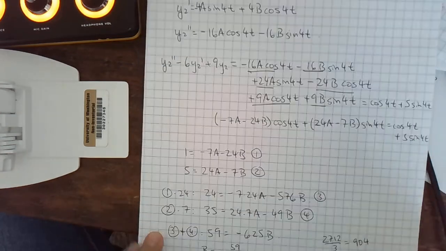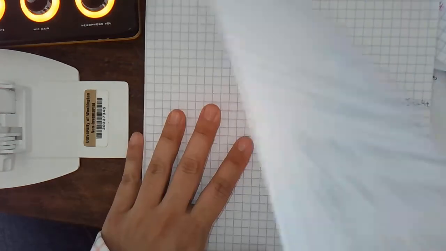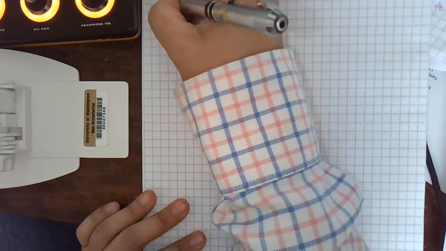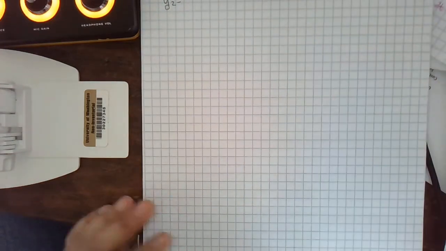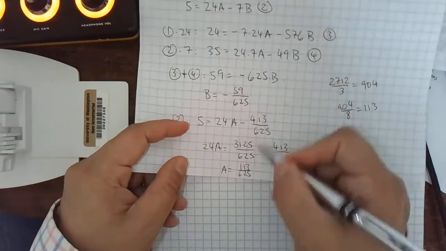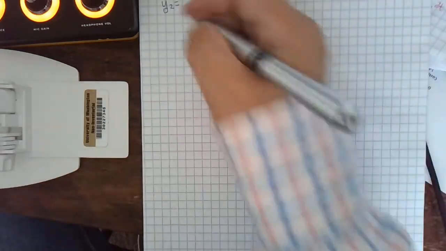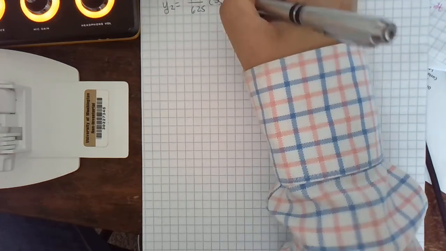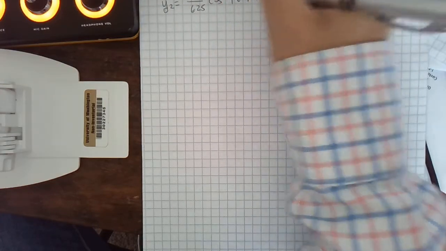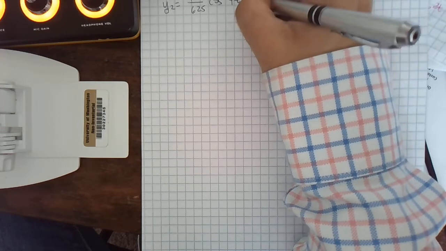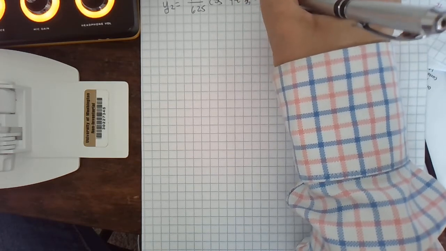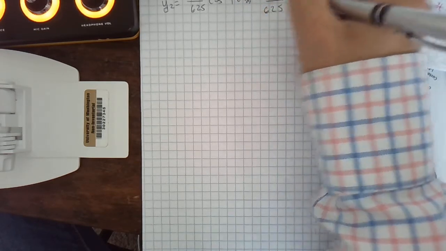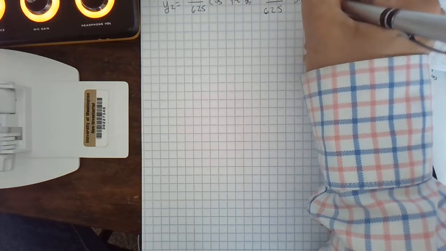Okay, what does that mean? That means y2 is, I just got to put a in front of cosine and b in front of sine, like up here. So I get 113 over 625 cosine of 4t, remember the 4, plus, this was a minus 59 over 625 sine of 4t.